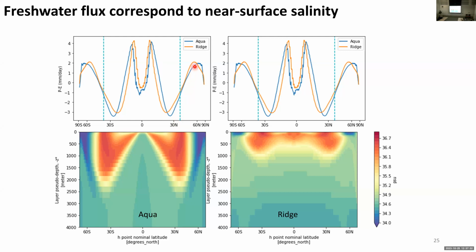And at higher latitudes, the rain belt produces lots of fresh water into the oceans, and the fresh water sinks all the way into a very deep layer for the aqua planet. For the ridge planets, the high salinity layer is shallower, but it also corresponds to the freshwater flux and the ocean salinity.